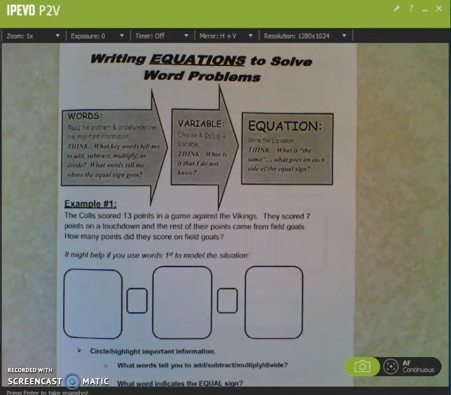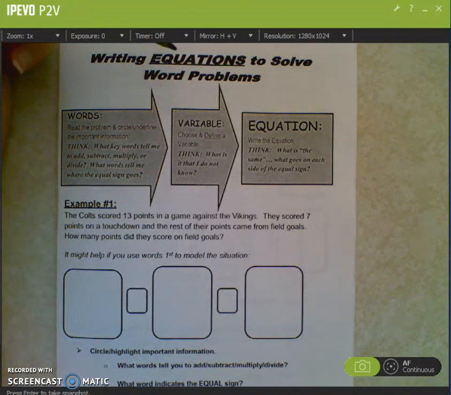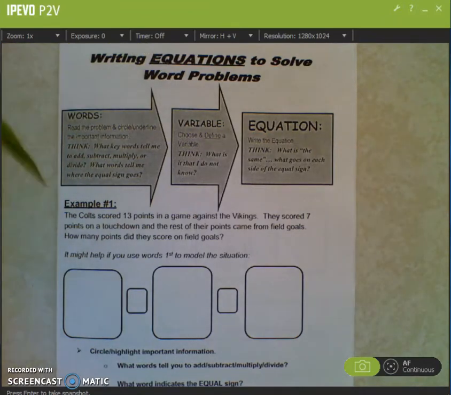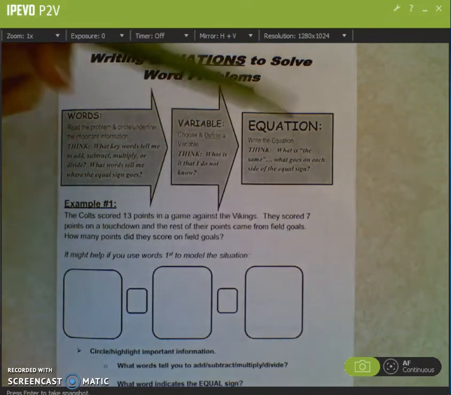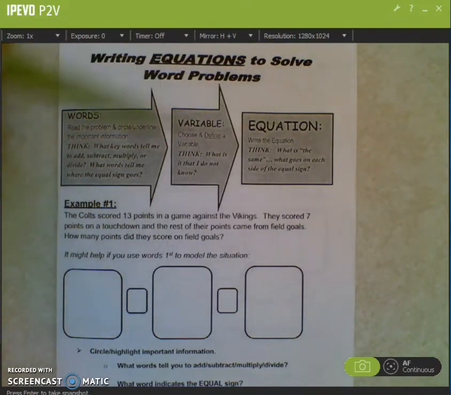Earlier, we worked on translating words to write expressions. Now we're going to translate words to write equations, which means these ones are going to have equal signs. And we're going to use those to help us solve word problems. So we're going to take the words to the variable, and the variable to the equation to help us solve.